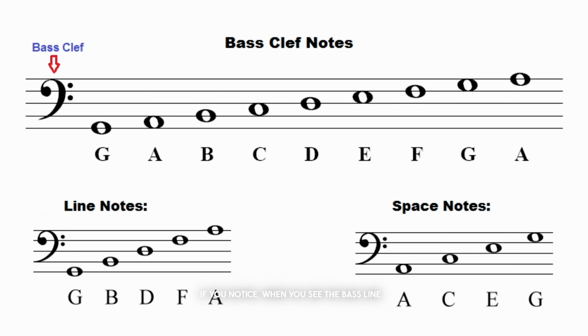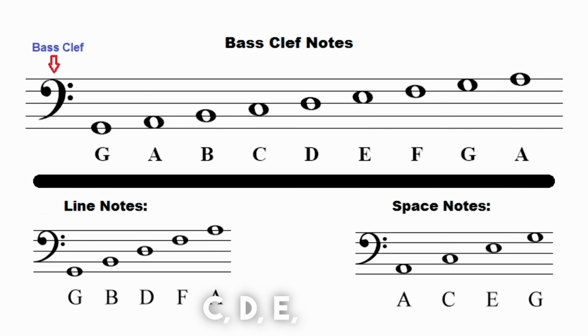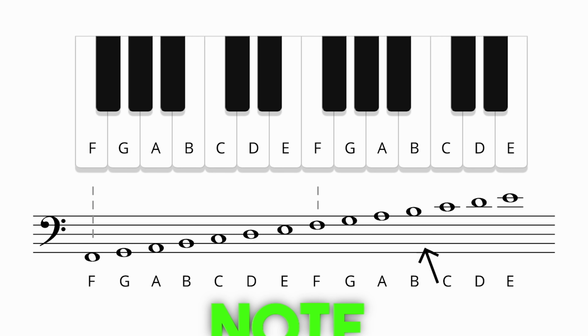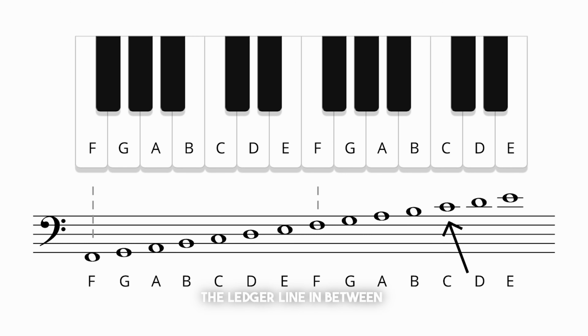Again, if you notice, when you see the bass line notes and space notes together, they are in alphabetical order: G, A, B, C, D, E, F, G, A. So the note above the last line is B, and the note above B, with the ledger line in between, is the note C. See how the notes are shown with the keys on the piano.